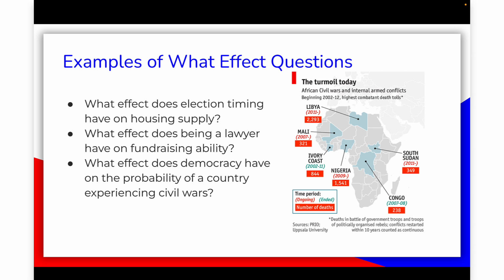Okay. What effect does being a lawyer have on fundraising ability? So there, the independent variable is being a lawyer, right? And the dependent variable is fundraising ability. And then finally, what effect does democracy have on the probability of a country experiencing civil wars? So democracy there is your independent variable, the thing that will be affecting your dependent variable, civil war or not.